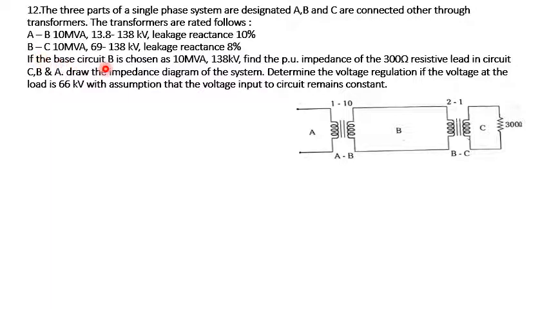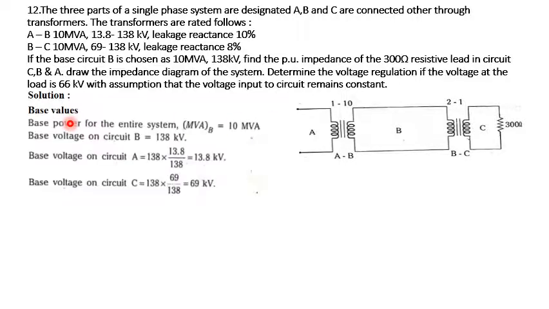And if the base circuit B is chosen as 10 MVA, 138 kV, find the per unit impedance of a 300 ohm resistive load in the circuit C, B, and A. Okay, this is the load. Draw the impedance diagram of the system and determine the voltage regulation, if the voltage at the load is 66 kV, assuming that the voltage input of the circuit remains constant. Okay, so there is a load, we need to calculate what is the input voltage and what is the regulation. Okay, so solution, base voltage.